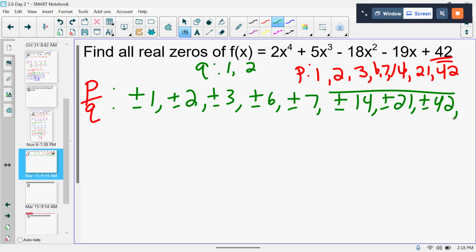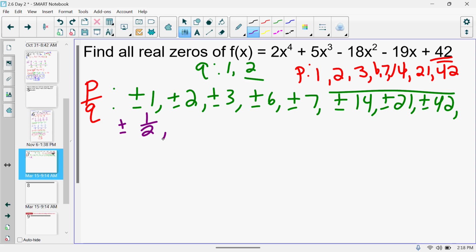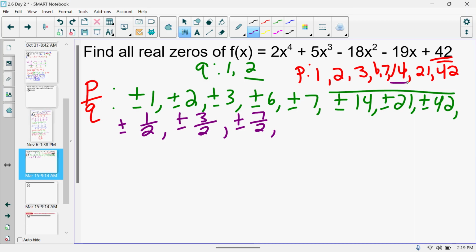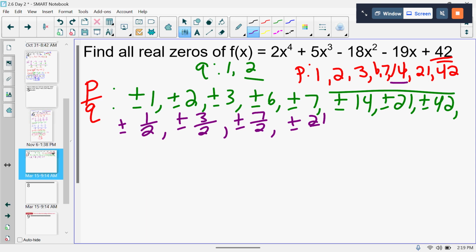Okay, and then we have to put everything in the list over 2. So positive or -1 over 2. Positive or -2 over 2 equals 1. We already have that. Positive or -3 over 2. Positive or -6 over 2, we already have because that equals 3. Positive or -7 over 2. Positive or -14 over 2, that equals 7. We already have it. Positive or -21 over 2. Positive or -42 over 2, that equals 21. We already have it, okay?